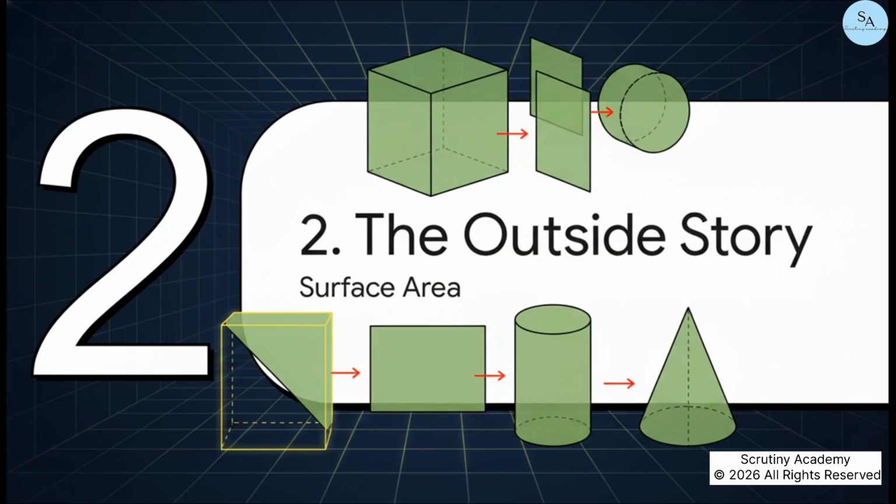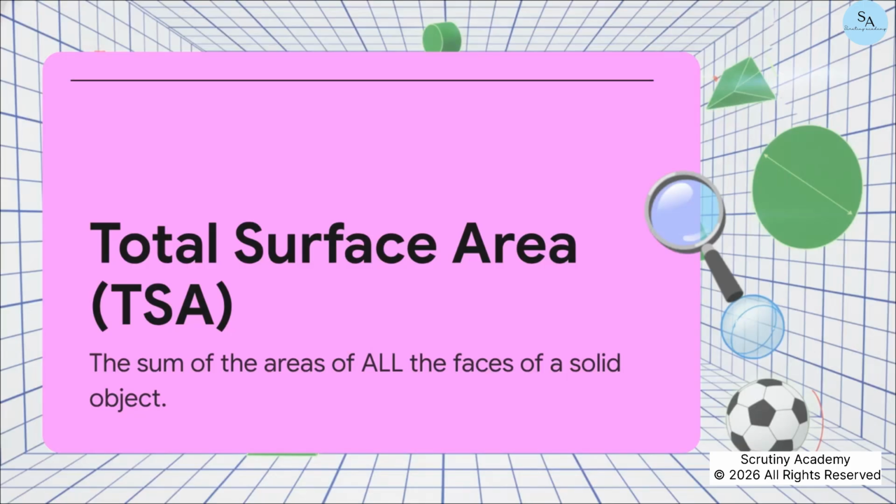Okay, so let's zoom in on that outside story first. Surface area is literally all about the parts of a 3D object that you could physically reach out and touch or cover up. So, when we talk about covering the entire object, top to bottom, all sides, we call that the total surface area, or TSA for short.